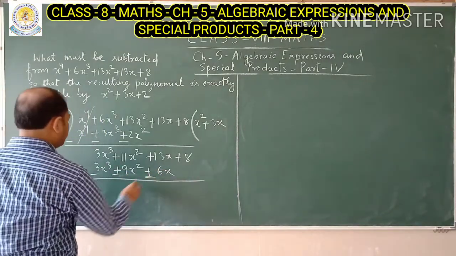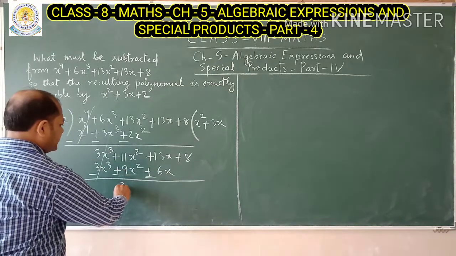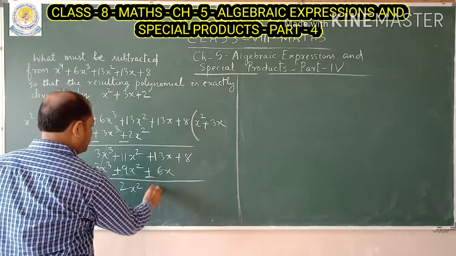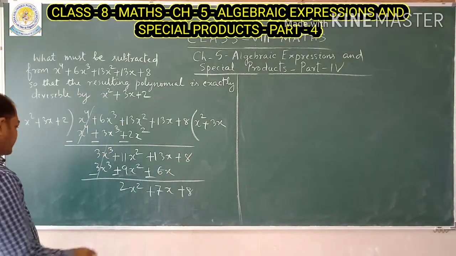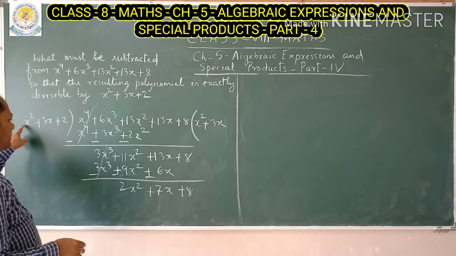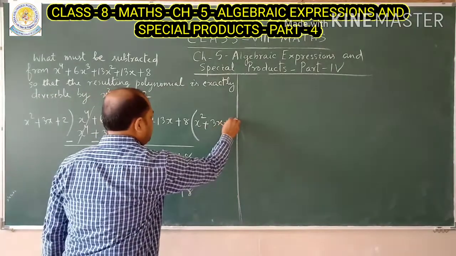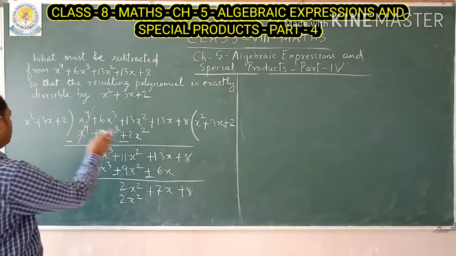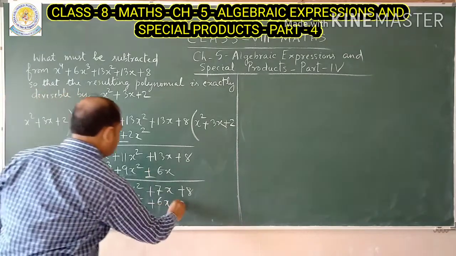And do the minus operation. Here minus, minus, minus. So the plus and minus will be cancelled because it's 0. 11 minus 9 is 2x square, and 13 minus 6 is 7, so plus 7x, and it is plus 8. Now we see that we are getting here 2x square as the first term. So what do we multiply here? If we multiply 2 with the divisor, we will get 2x square. So write here plus 2. 2 into x square is 2x square, and 2 into 3x is plus 6x. 2 into 2 is 4, plus 4.